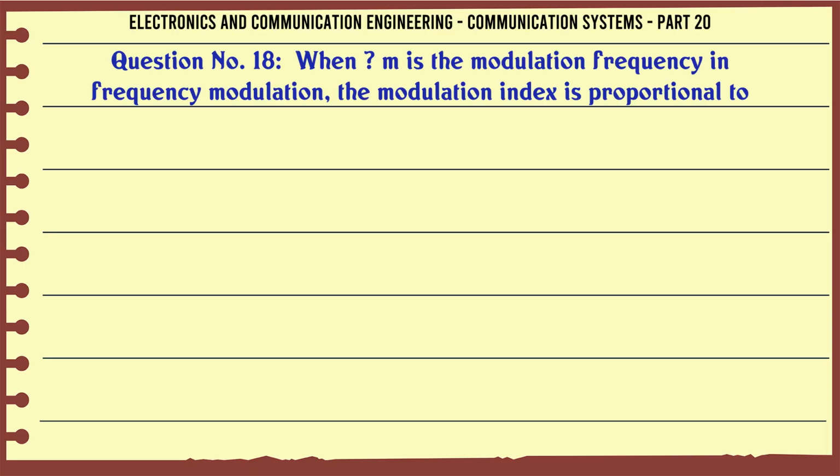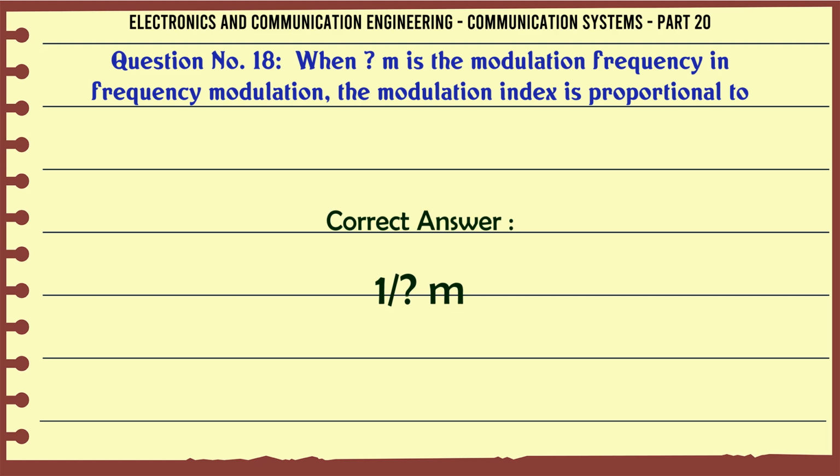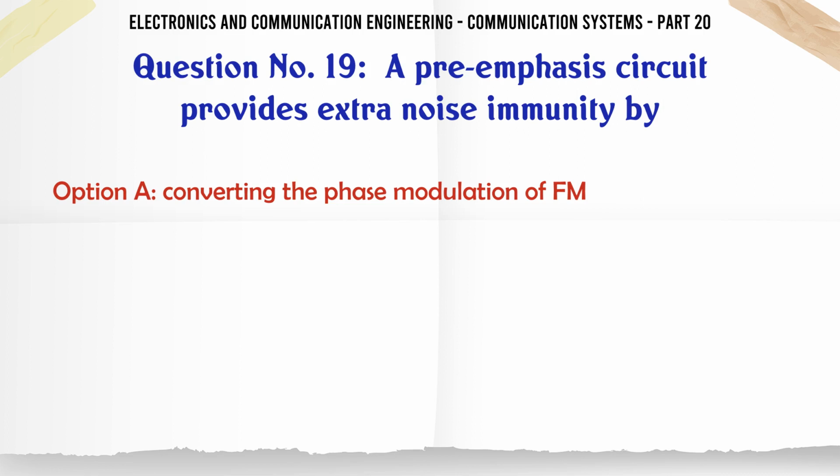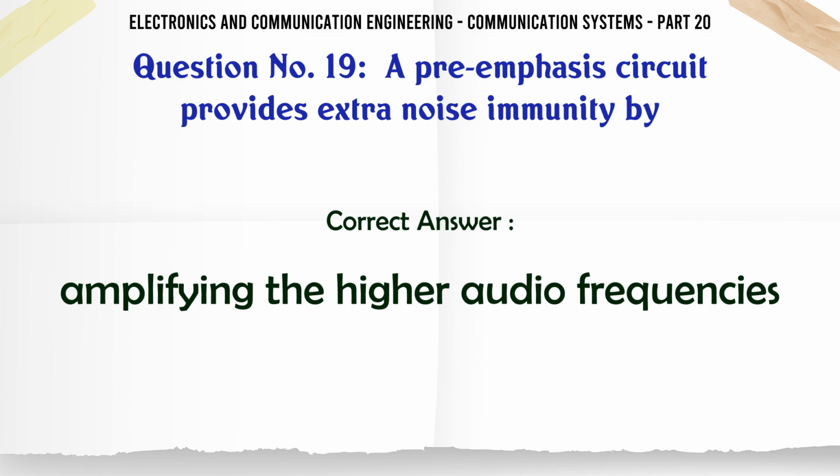When fm is the modulation frequency in frequency modulation, the modulation index is proportional to: A, fm; B, 2fm; C, 1/fm; D, 1/2fm. The correct answer is 1/fm. A pre-emphasis circuit provides extra noise immunity by: A, converting the phase modulation to FM; B, preamplifying the whole audio band; C, amplifying the higher audio frequencies; D, boosting the bass frequencies. The correct answer is amplifying the higher audio frequencies.